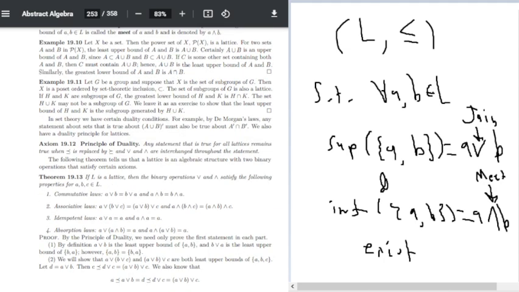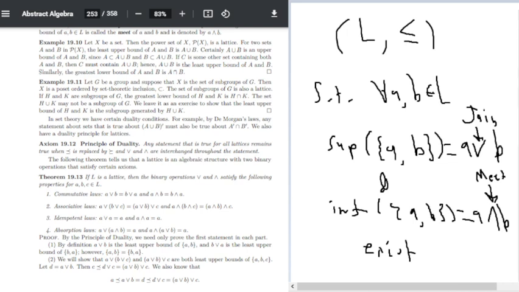Example 19.11. Let G be a group, and suppose that X is a set of subgroups of G. Then X is a poset ordered by set theoretic inclusion, subset. The set of subgroups of G is also a lattice. If H and K are subgroups of G, the greatest lower bound of H and K is H cap K. The set H union K may not be a subgroup of G, but we leave it as an exercise to show that the least upper bound of H and K is the subgroup generated by H union K.